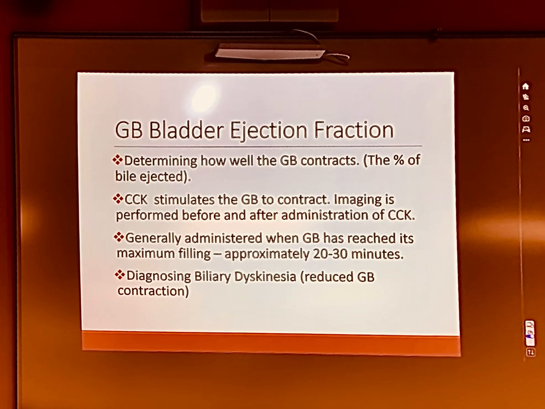Since CCK stimulates the gallbladder to contract, imaging is performed before, during, and after administration of CCK. That's what she means by "and after." There's a couple ways to do that. You are going to image for your first hour. A hepatobiliary study and a hepatobiliary with ejection fraction start off as the same study.